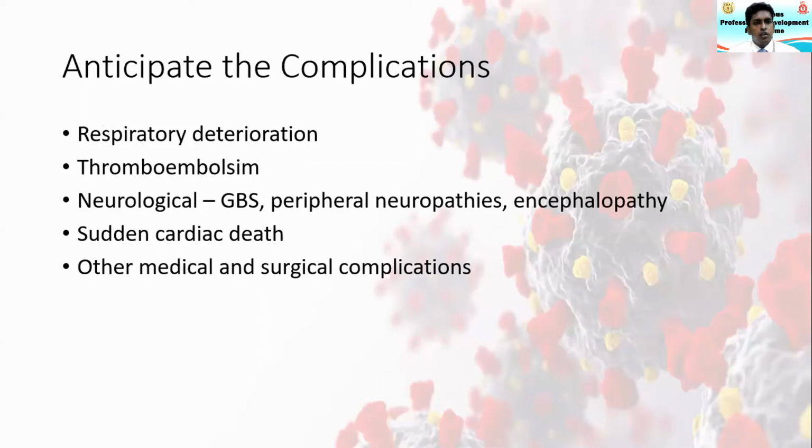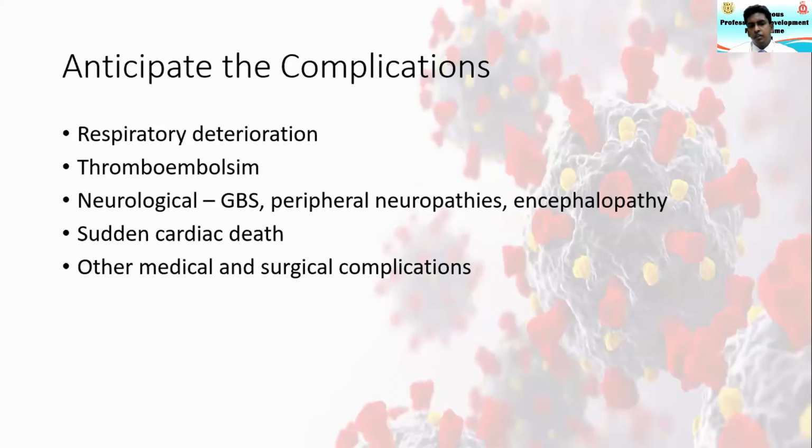The other thing is we have to anticipate the complications. These are the complications we usually encounter: respiratory deterioration, thromboembolisms, and neurological complications such as acute Guillain-Barré syndrome, peripheral neuropathies, and encephalopathy. These are very common among our patients, and we have come across a couple of cases of sudden cardiac death among our patients, which we couldn't explain.